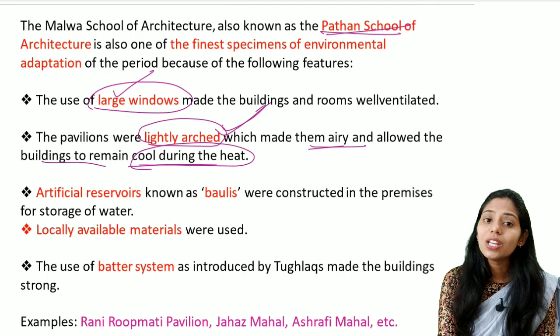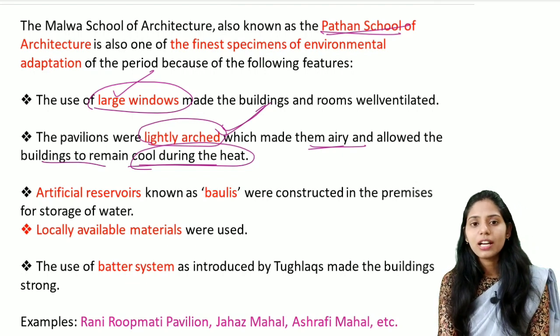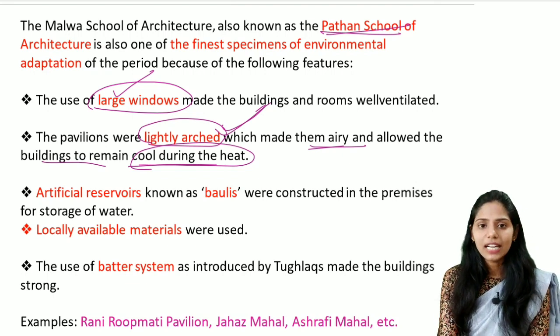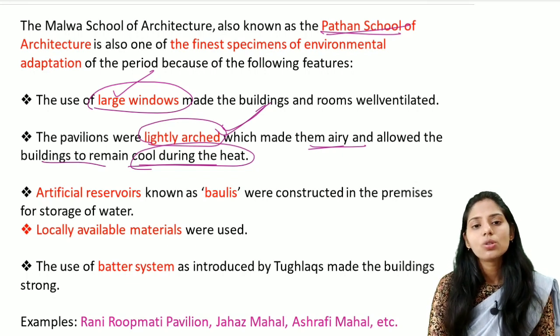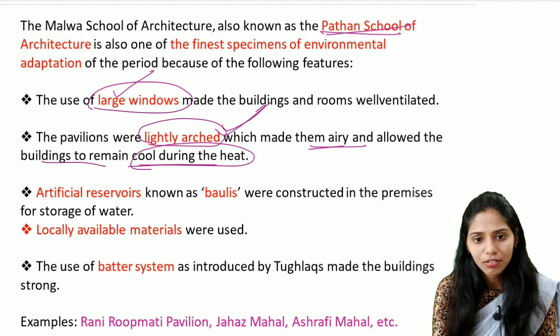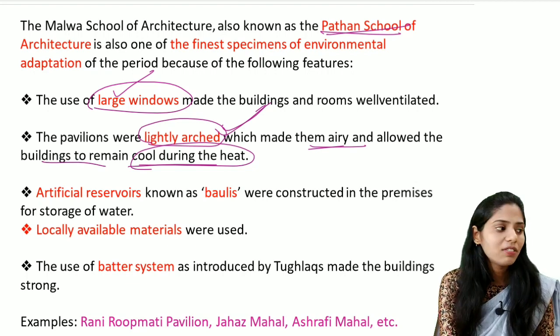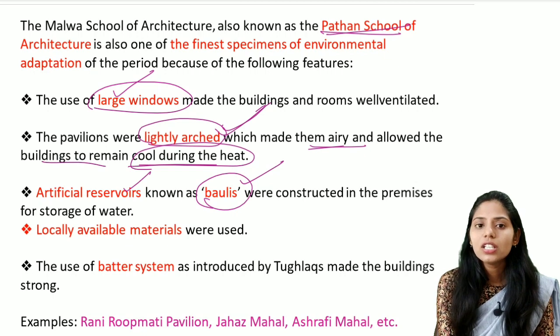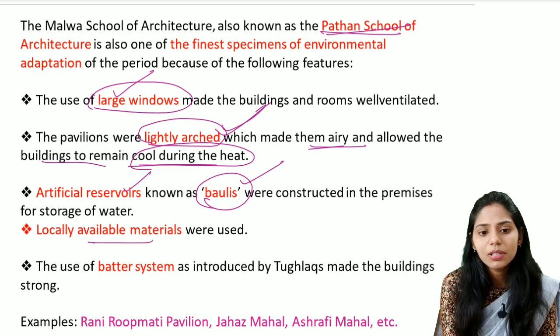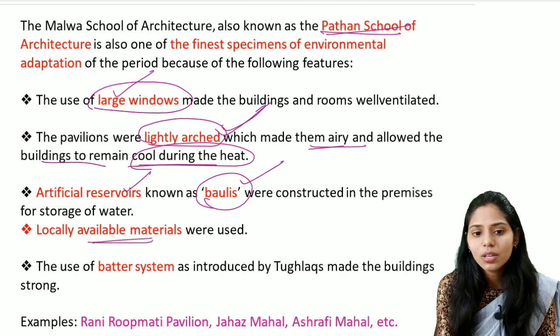And the next one is that they used artificial reservoirs, that means artificial storage of water, seen mainly through tanks, ponds or fountains, etc. This keeps the surroundings very cool, and these artificial reservoirs are called baolis. They mainly used locally available material, and they also used the batter system.